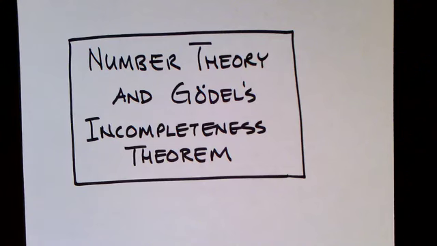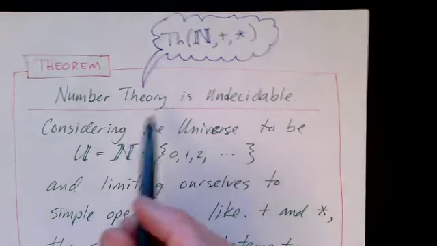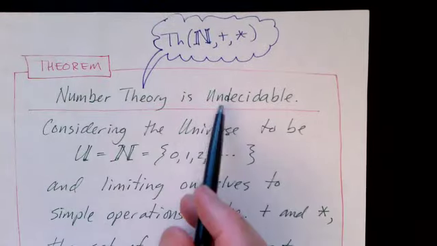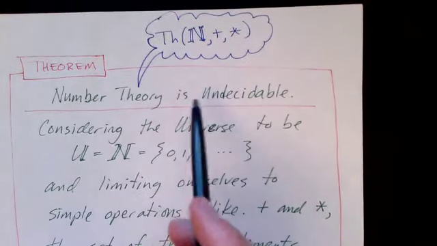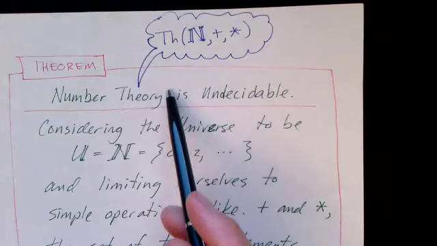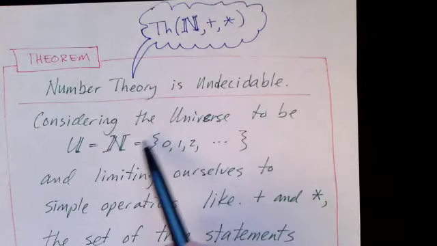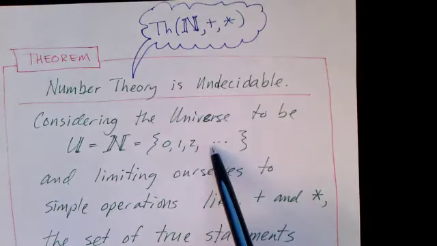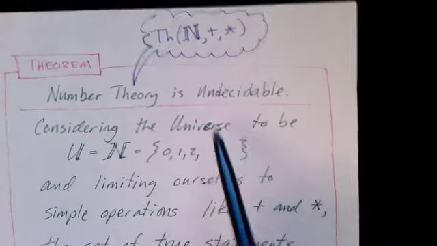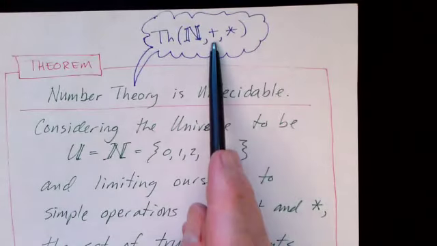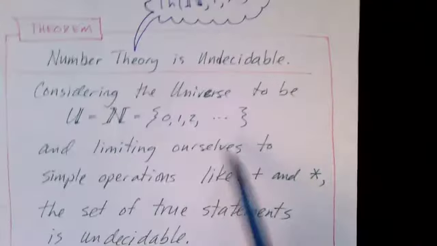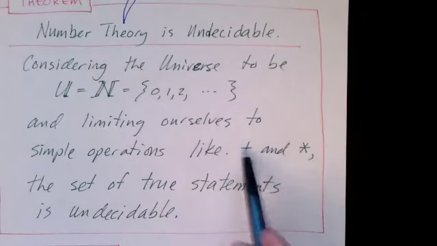In this video, we're going to talk about number theory and the undecidability of number theory and Godel's result that number theory is incomplete. Our first theorem that we want to talk about is that number theory is undecidable. Let's be clear what we mean by number theory. We're talking about the universe of natural numbers, so just simple integers, and we're talking about the operations of addition and multiplication. So we limit ourselves only to simple operations, addition and multiplication.